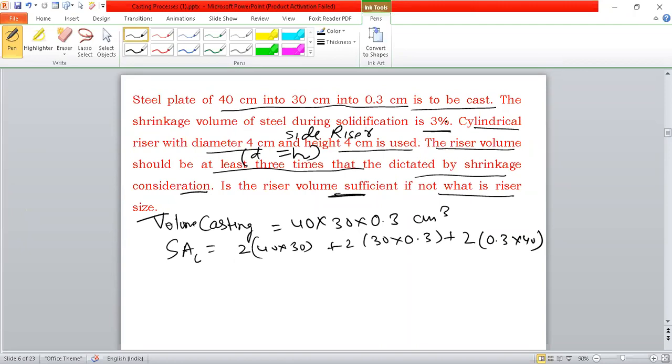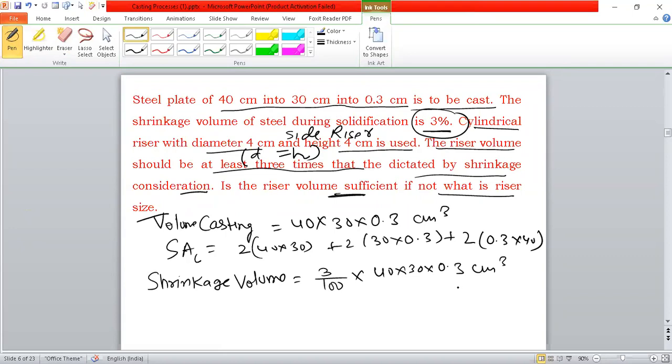Shrinkage is 3%. So the shrinkage volume is 3 by 100 into the volume of the casting, that is 40 into 30 into 0.3 centimeter cube. Shrinkage volume.